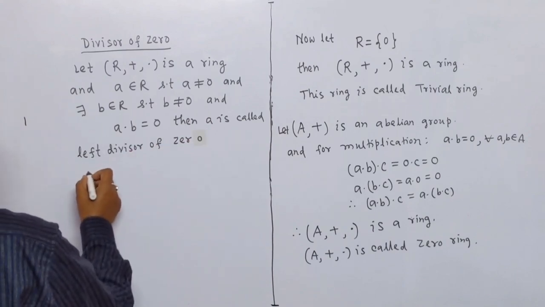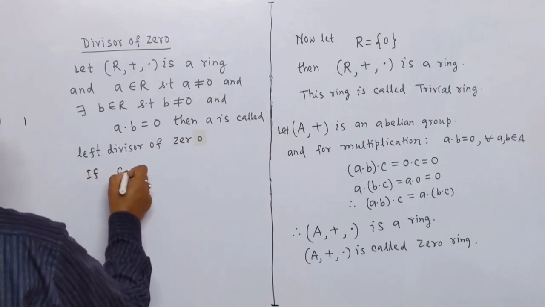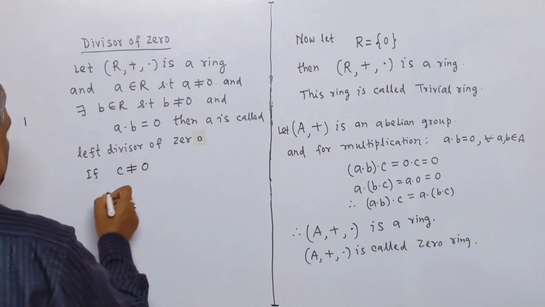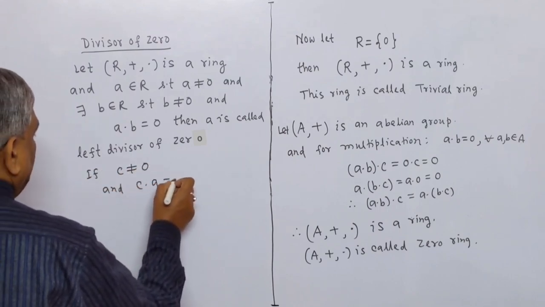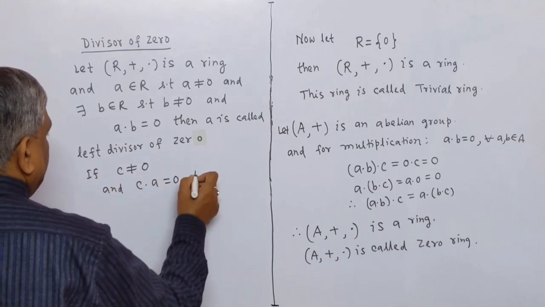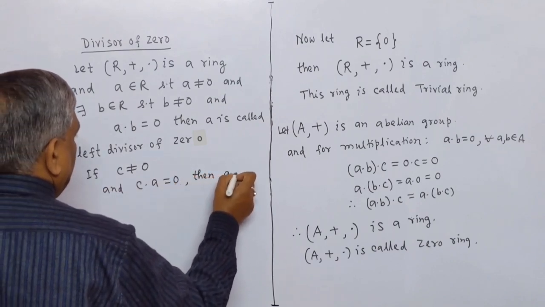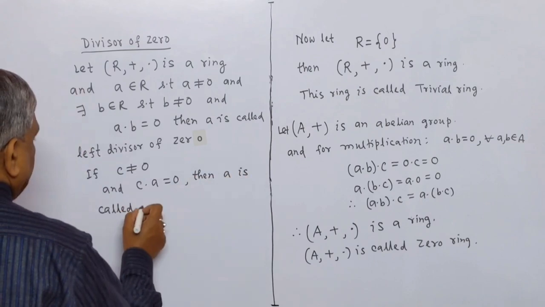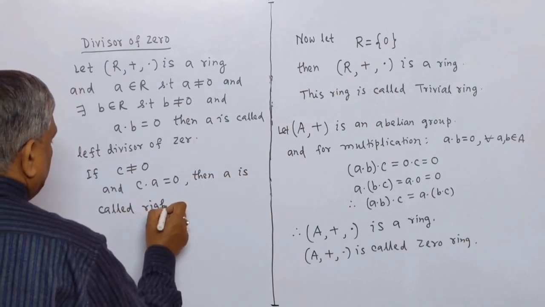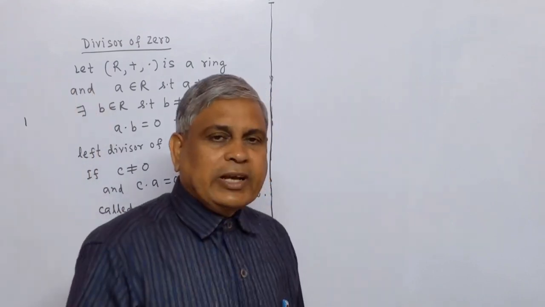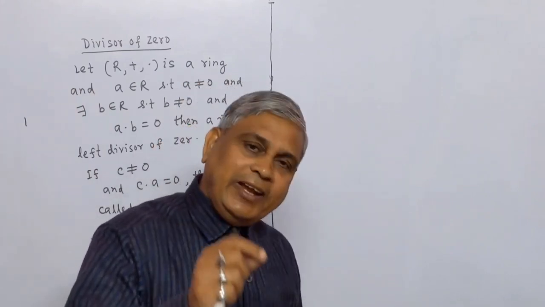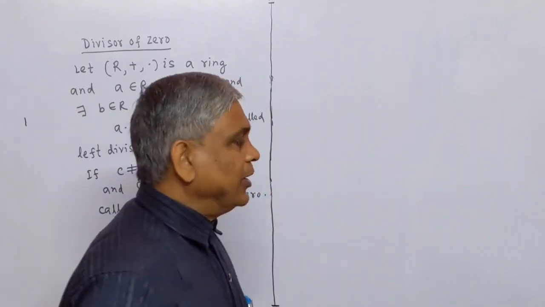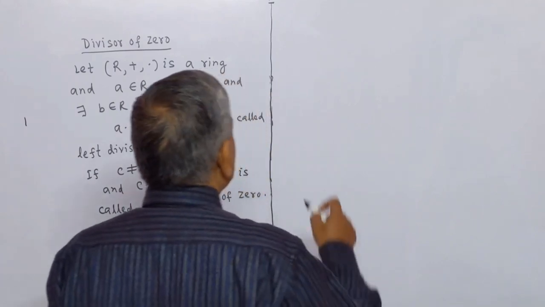Similarly, if c is not equal to zero and c multiplied by a equals zero, then a is called a right divisor of zero. In a commutative ring, every left divisor of zero is a right divisor of zero. Now we see some examples.